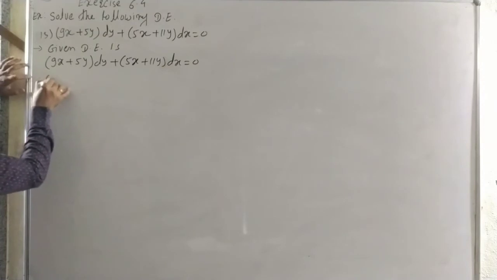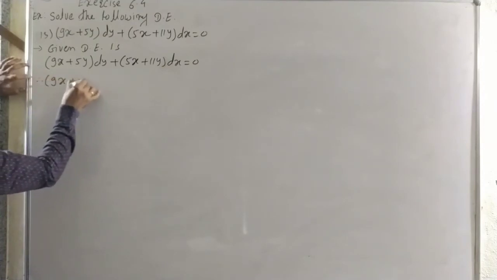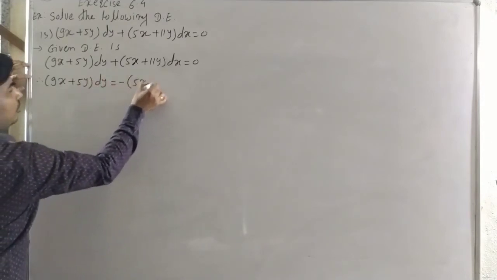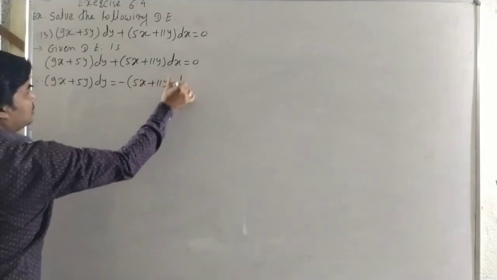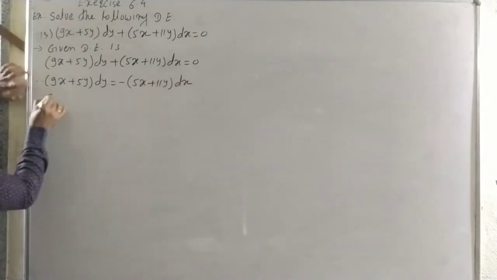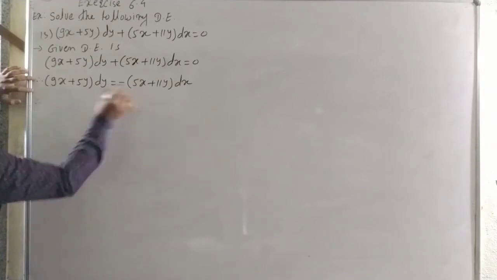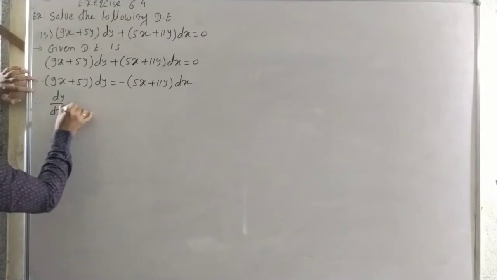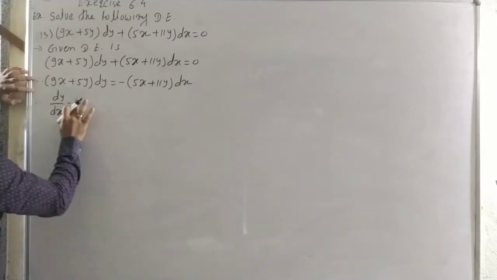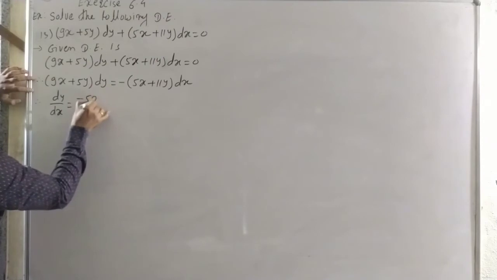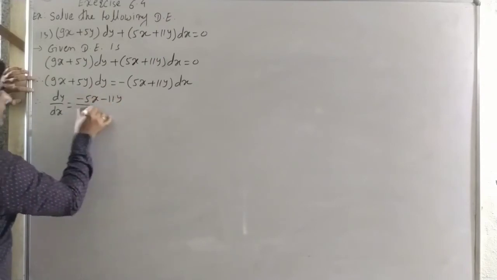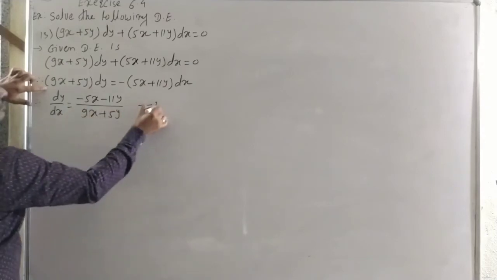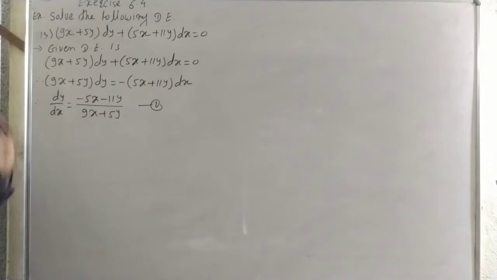Therefore (9x + 5y) dy is equal to minus (5x + 11y) dx. Then we write dy by dx, so dy by dx is equal to minus, this can be written, (5x + 11y) upon (9x + 5y). It is equation number 1, and now it is a homogeneous differential equation.